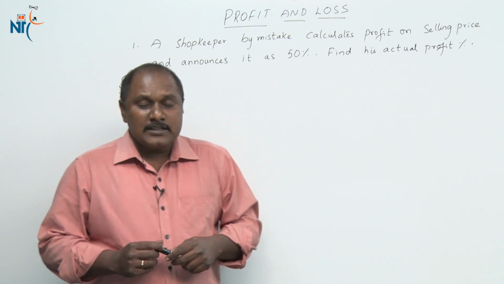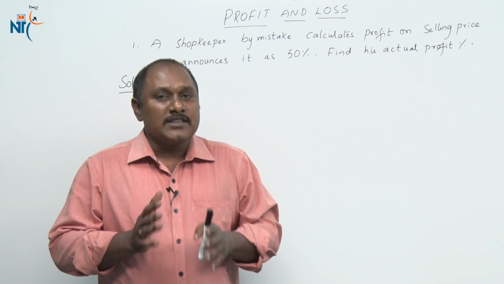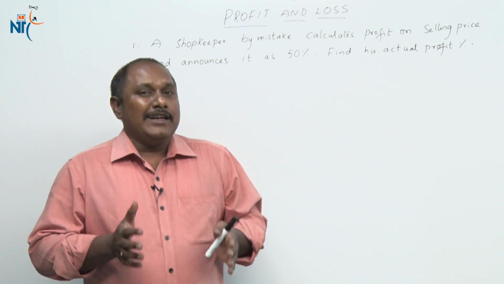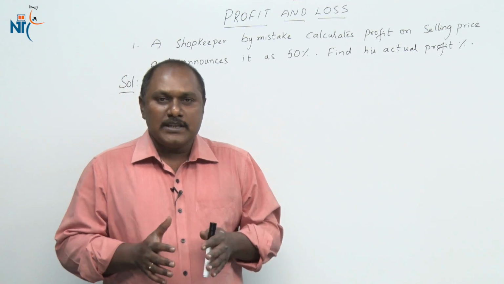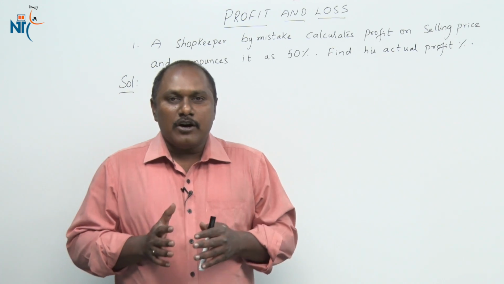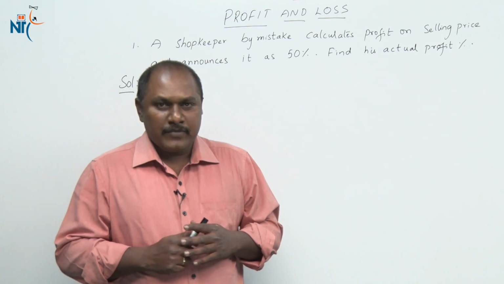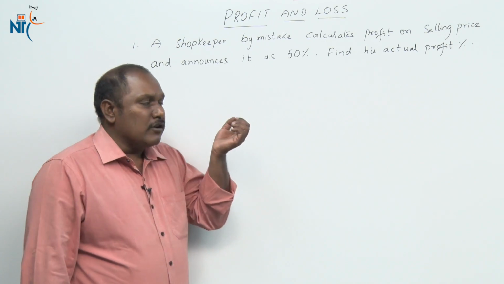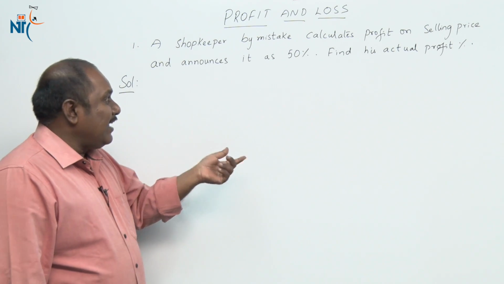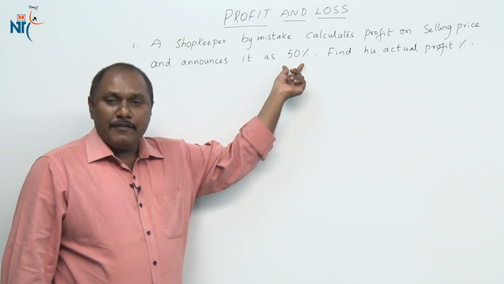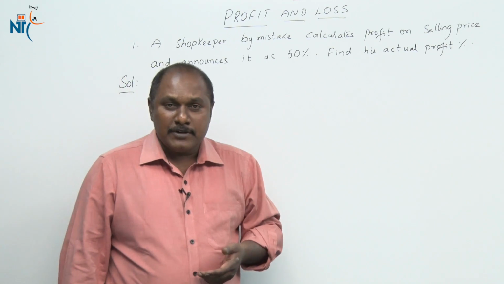Here in the question it is given a shopkeeper by mistake calculates profit on selling price. Now first of all, is it a mistake to calculate profit on selling price? Obviously it is a mistake because profit percentage is always calculated on cost price. Here, instead of calculating on cost price, the shopkeeper calculated profit on selling price and he is saying his profit is 50%. So we need to find what is his actual profit percentage.